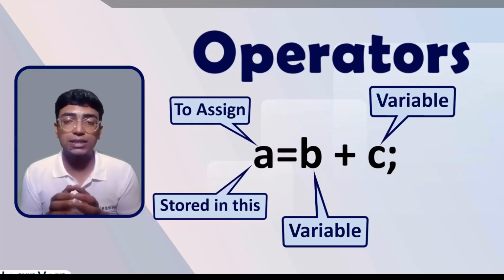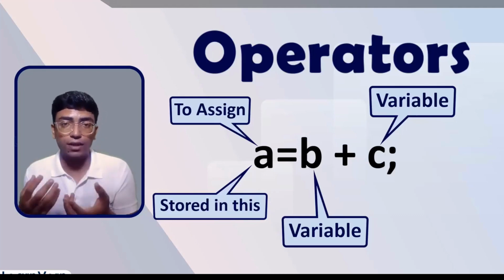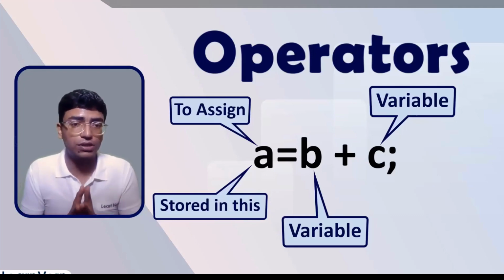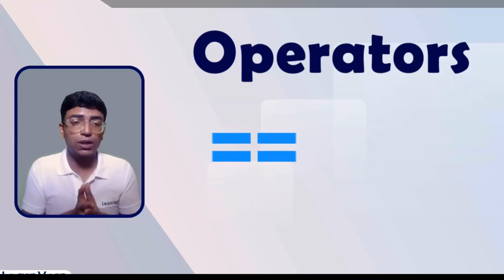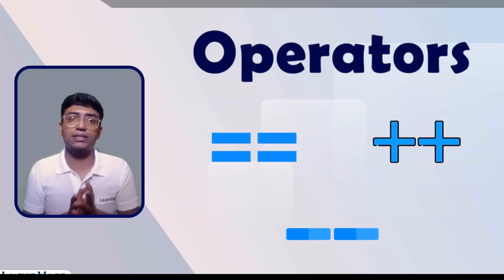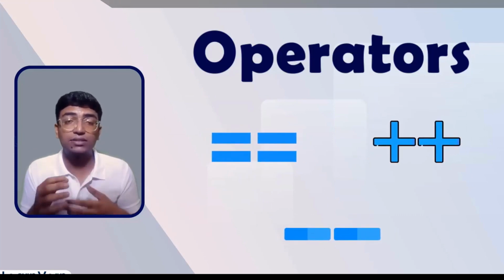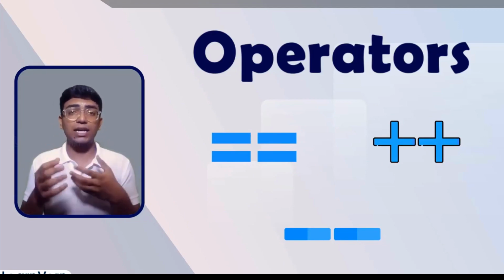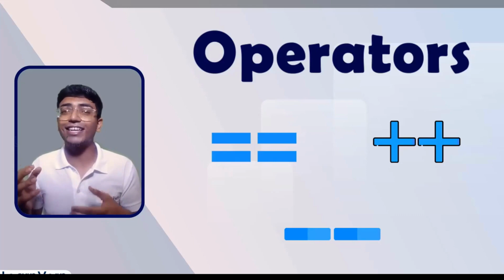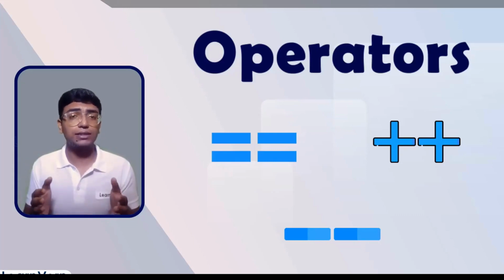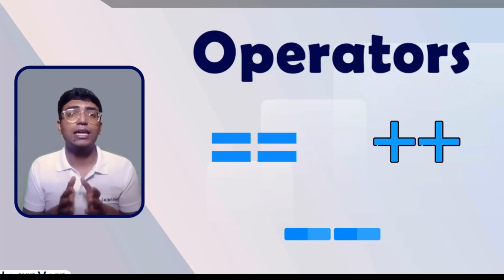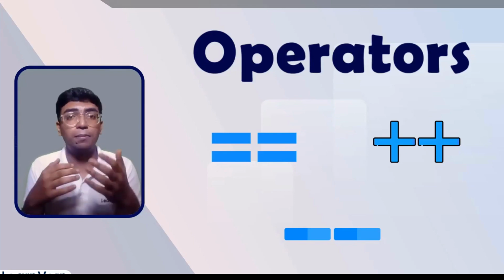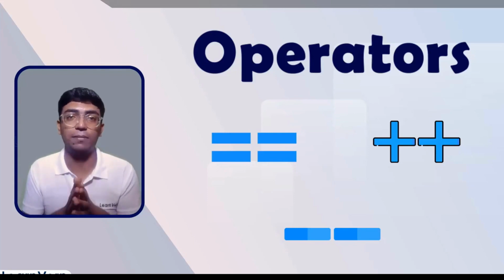In the same way, equal to has a different meaning here in the C programming language. Apart from that, the double equal to, double plus and double minus have some extra or reserved meaning in our programming language, which we will understand slowly while making programs. So for now, we have to understand that these operators are basically tokens. They are the building blocks of our C program.